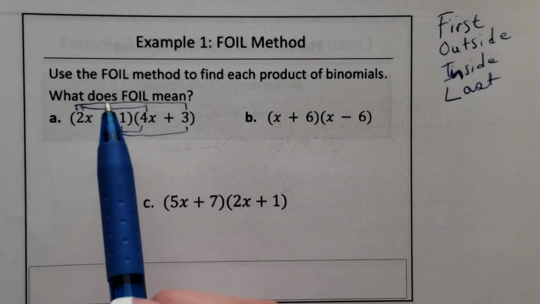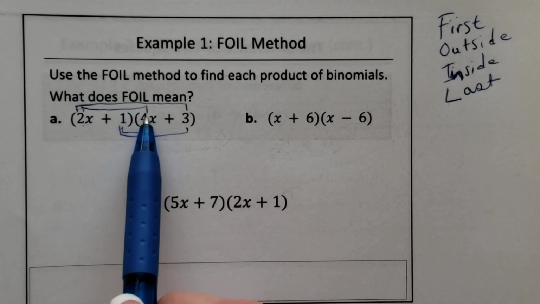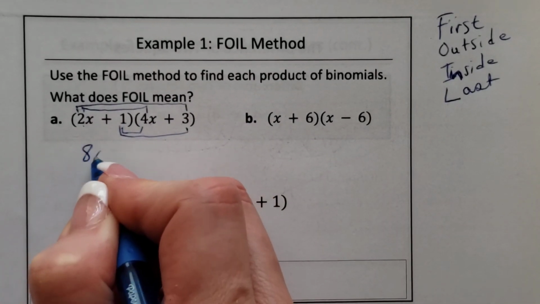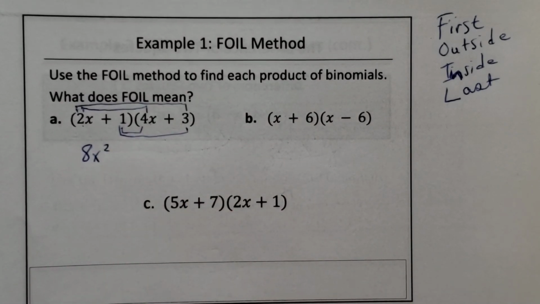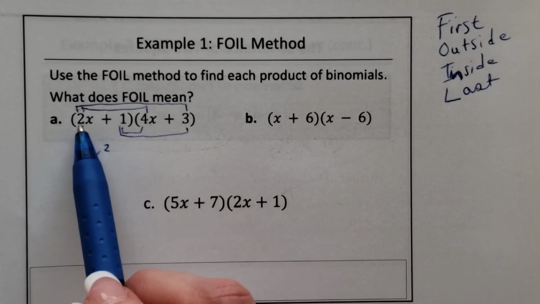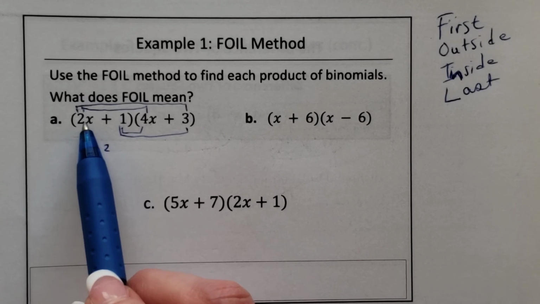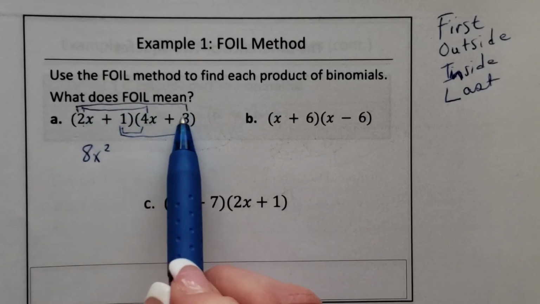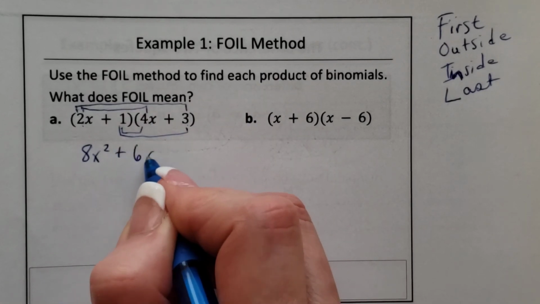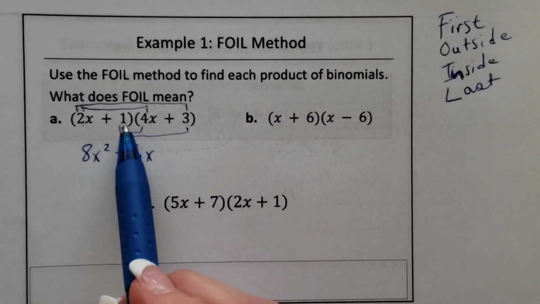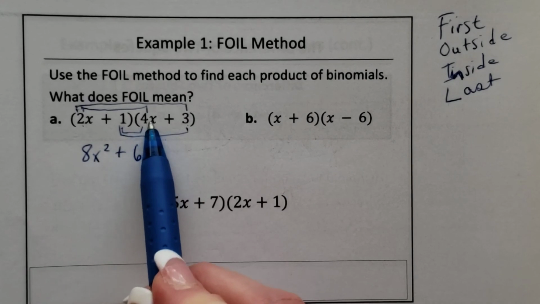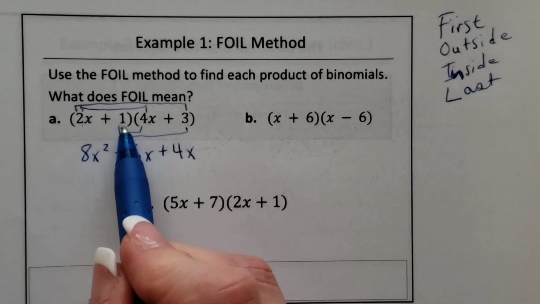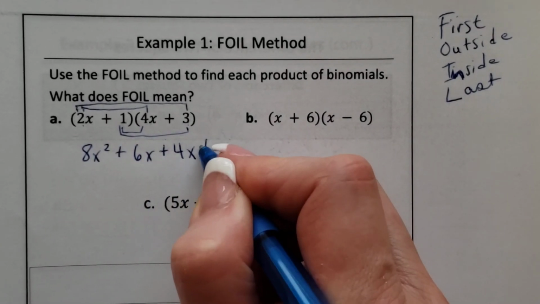All right, so first two terms, 4x times 2x is 8x squared, because x times x is x squared. The outside terms is 2x times 3. So 2x times 3 is 6x. The inside terms is 1 times 4x. Well, 1 times 4x is 4x. And then the last two terms, 1 times 3 is 3.